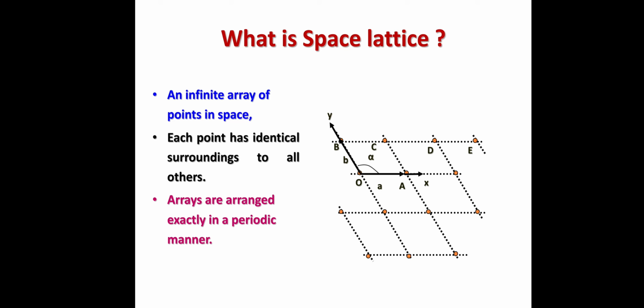Okay, so what is a space lattice? I mentioned an infinite arrangement of points in space. Each point has identical surroundings to all others, and the points are arranged exactly in a periodic manner. You can notice the red points which are at regular intervals in a definite orientation, right? So that is called a space lattice.